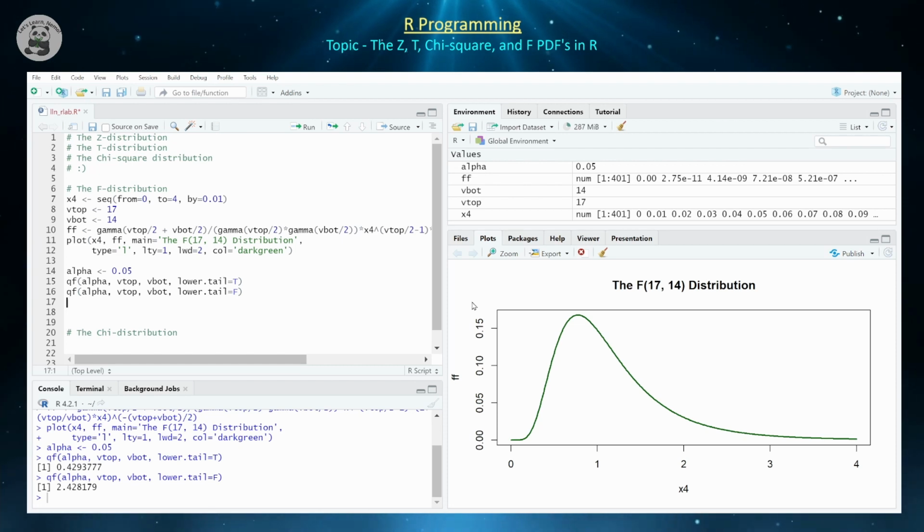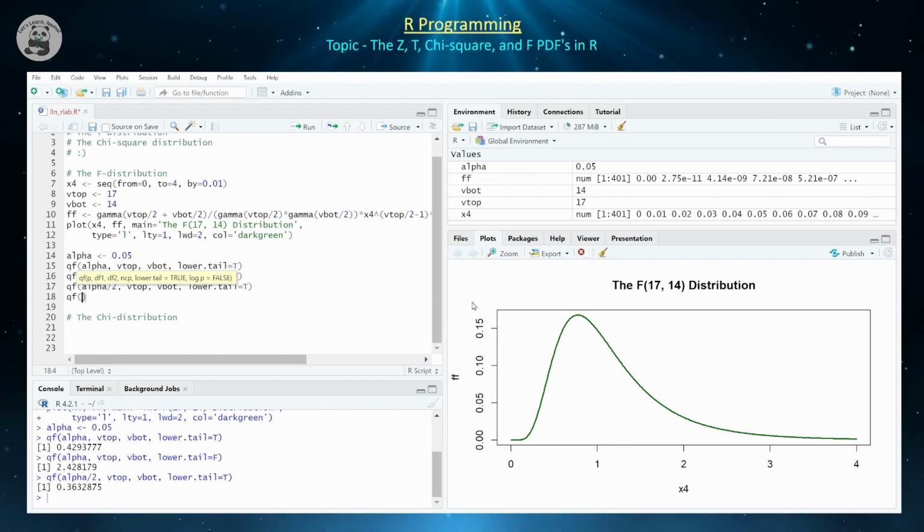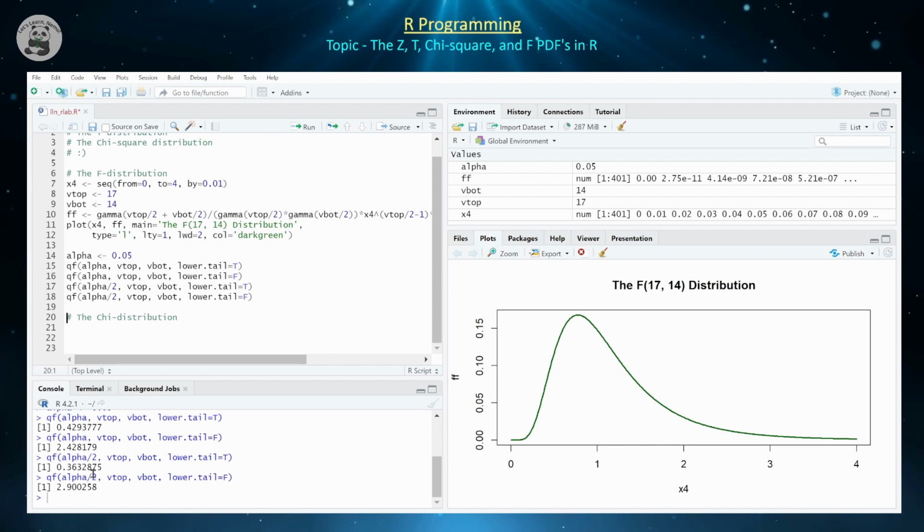And then for our two-tailed lower and two-tailed upper, we're going to have qf, so we're splitting our alpha into 2. Again, v top, v bot, lower tail equals true. And then qf alpha over 2, v top, v bot, and then the upper one, so lower tail is equal to false. So that gives you your lower tail and upper tail critical values for a two-tailed test.